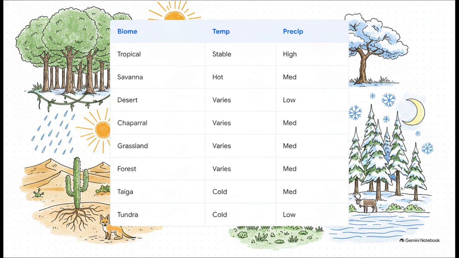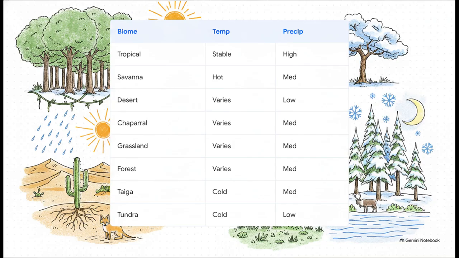Just think about how varying two major abiotic factors, temperature and precipitation, divides the Earth into these 8 vastly different terrestrial biomes. For instance, if you have highly stable, warm temperatures and a ton of rainfall, you end up with the incredibly diverse tropical wet forest, totally packed with evergreen, broad-leafed trees. But if you flip that and have extreme heat with virtually zero rainfall, you get a subtropical desert where plants literally have to have deep roots or water-storing stems just to survive.